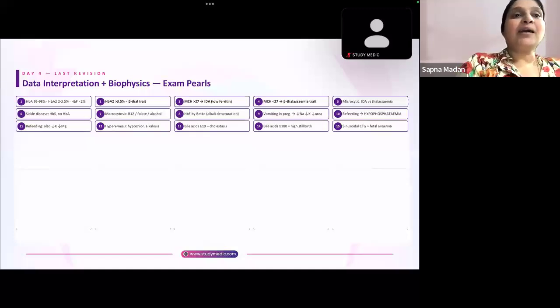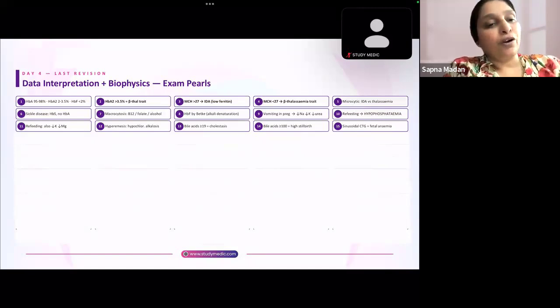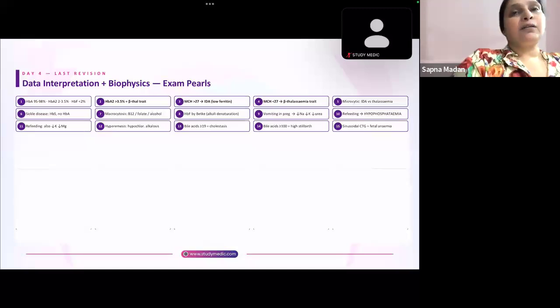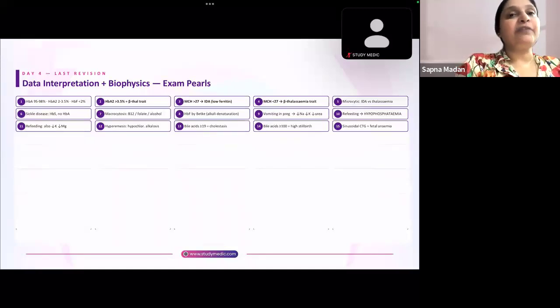Okay. Bile acids, if it is more than 19 micromoles per liter, that is the cutoff for calling a patient of ICP, intrahepatic cholestasis of pregnancy. If it is less than 19, then you're not dealing with cholestasis of pregnancy, then it is a normal derangement of liver function, or you need to look into it. Bile acids more than or equal to 100 have a high risk of stillbirth. So that is why you must deliver those patients by 35 to 36 weeks.